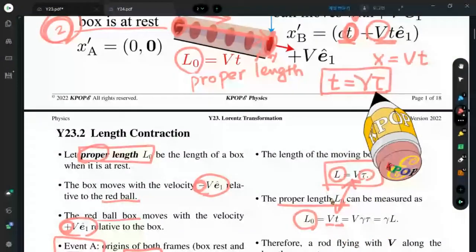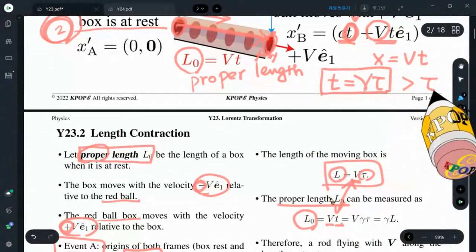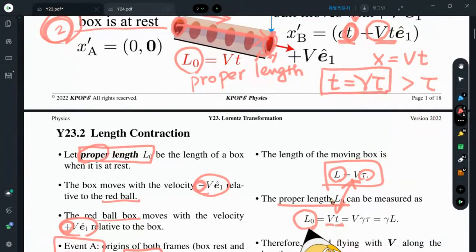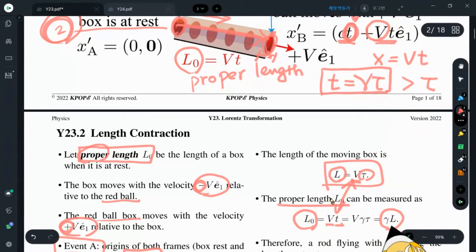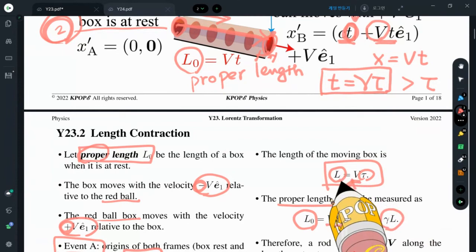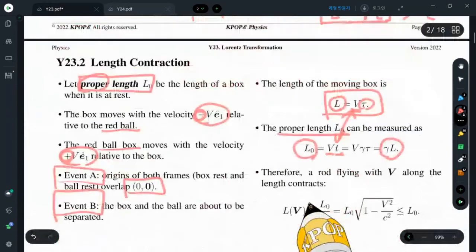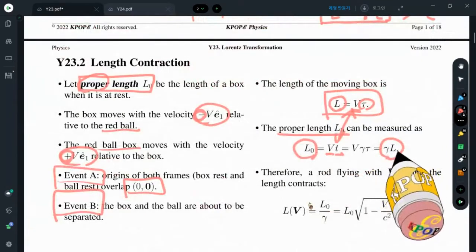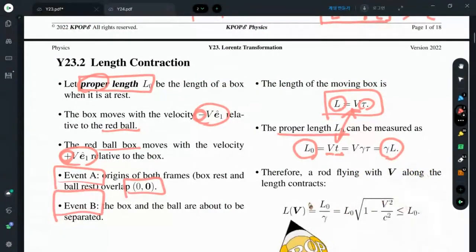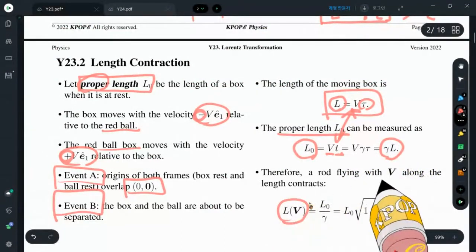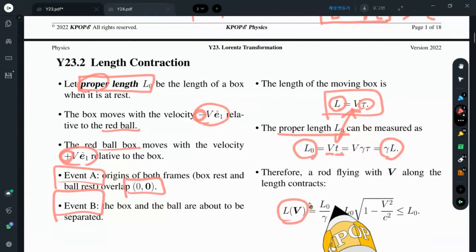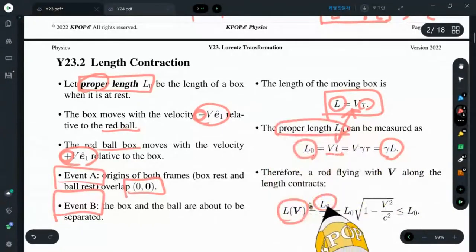Actually, this t is gamma tau, always greater than tau. Therefore, L0 is greater than L. So L is the length of the moving box measured in the ball rest frame. That is L0 divided by gamma. Therefore, if I want to measure the moving box length, that is the proper length L0 divided by gamma. That can be expressed like that.